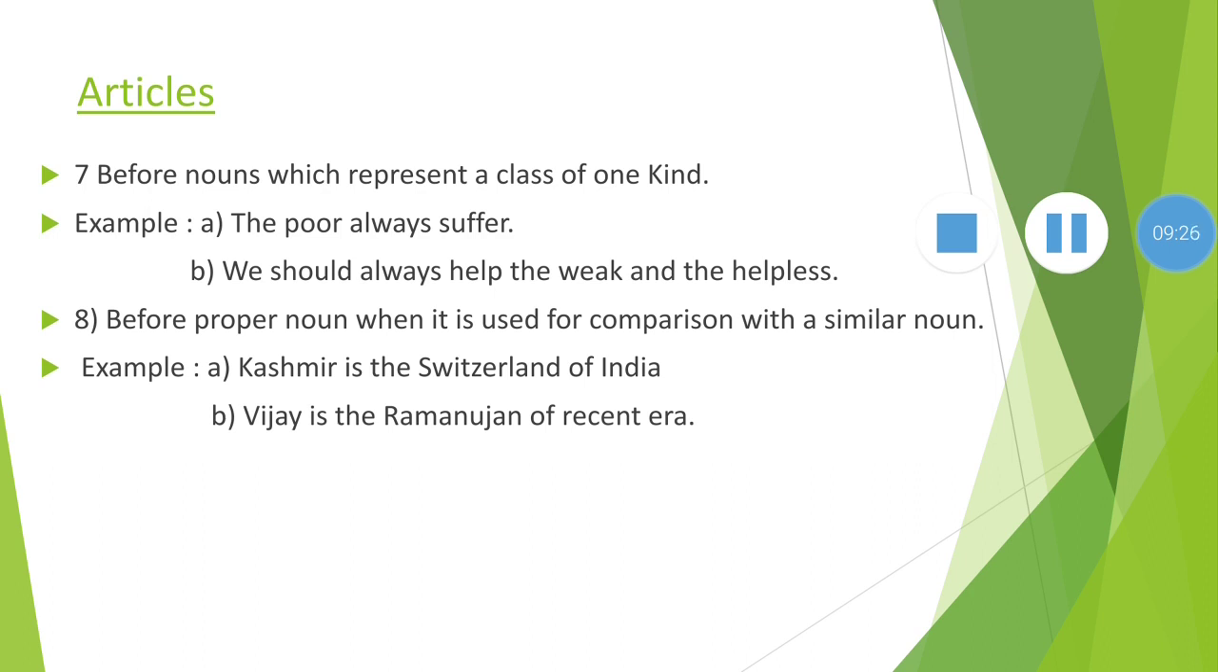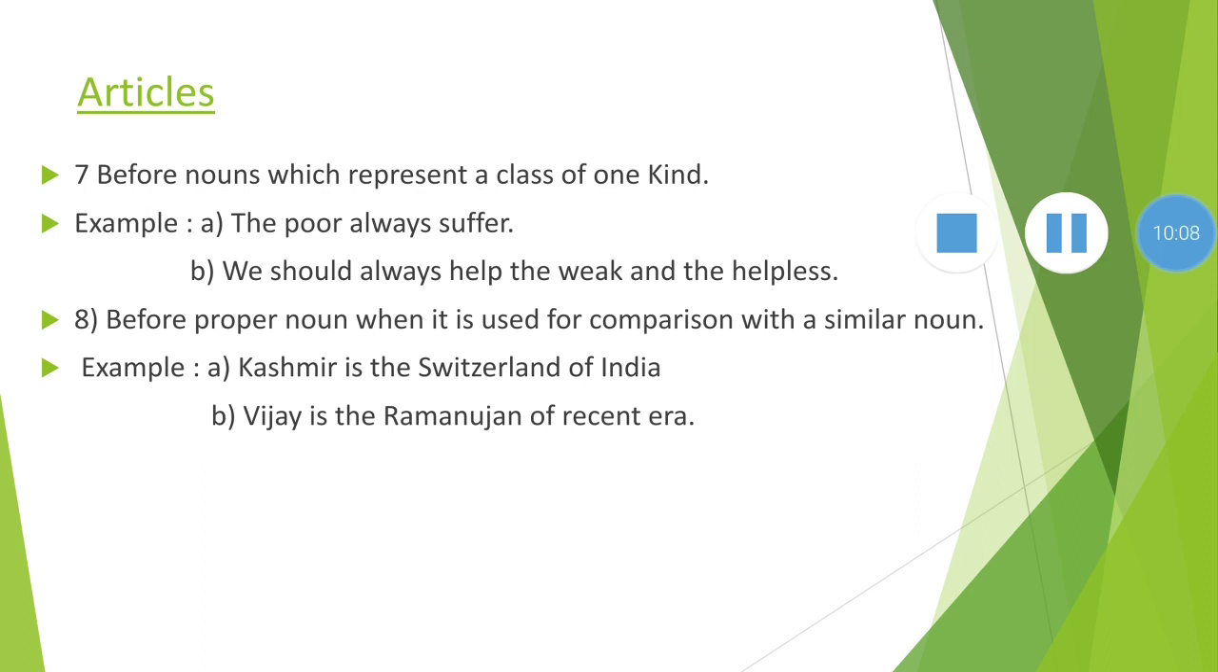We should always help the weak and the helpless. In this example, weak and helpless. Okay. These words also representing their proper class or community in the society. That's why we use the article before the weak and also the article before the helpless, because they are representing or indicating the proper class or community in the society. That's why it is not giving only one person or only one class. These are the deprived class in the society.